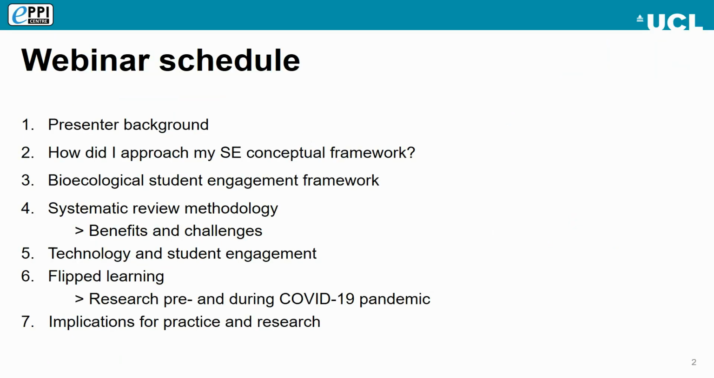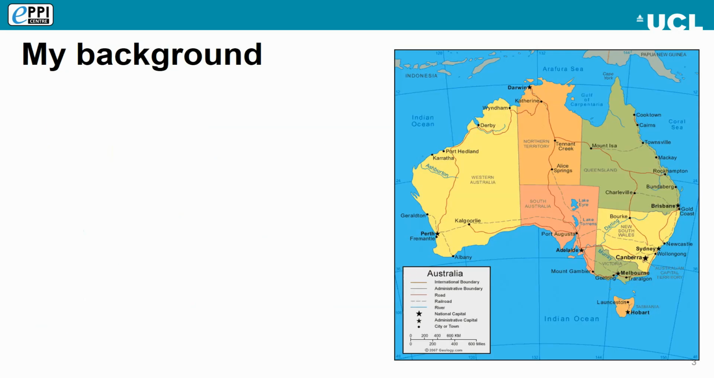This presentation will begin with a brief introduction to my personal and professional background. I will then explain how I approached the conceptualisation of my student engagement framework as part of my PhD by publication, followed by an overview of systematic review methodology, including associated challenges and benefits. I will then explain how I applied my framework within my research in order to further develop and enhance it, as well as to identify gaps in the literature and implications for practice.